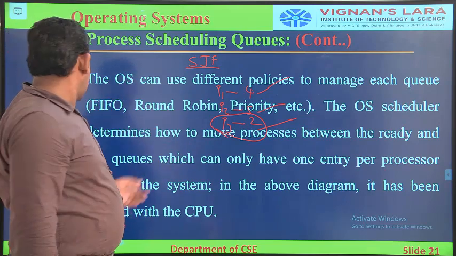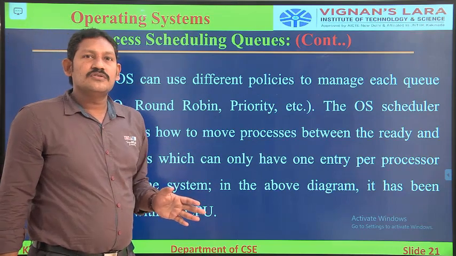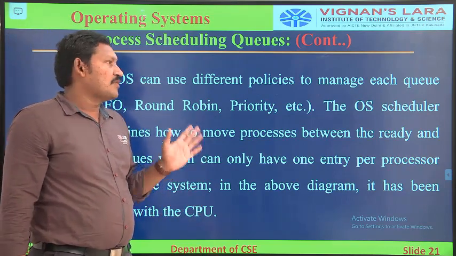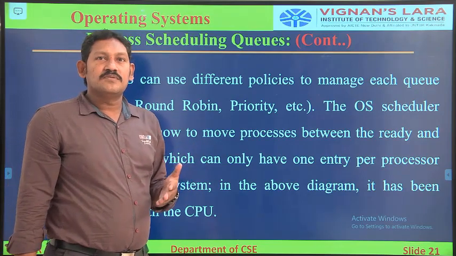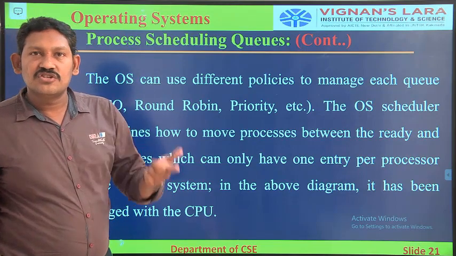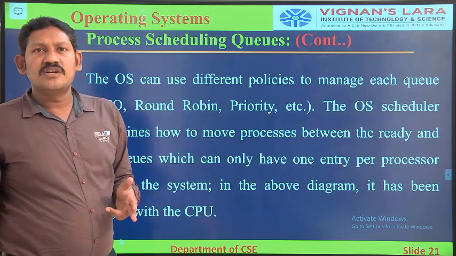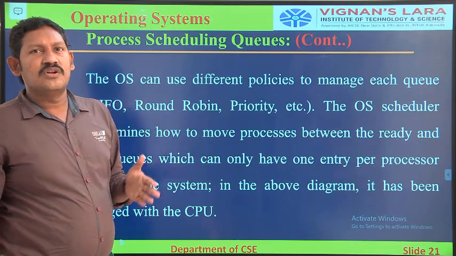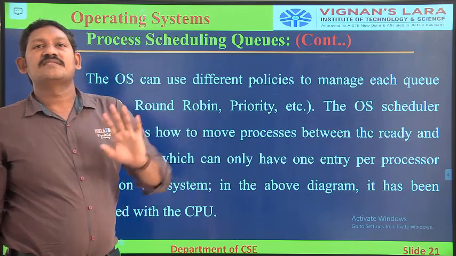So what the author is trying to tell is that in process scheduling queues, we have different process scheduling algorithms: FIFO (first in, first out), SJF (shortest job first), round robin scheduling, priority scheduling, etc. In the coming classes, we will see all those in detail with examples.